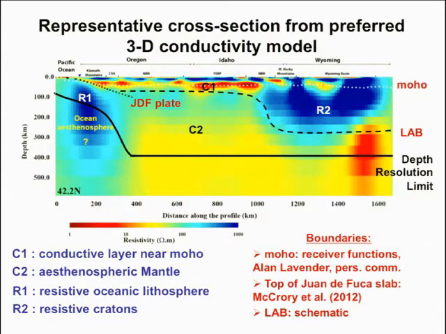So now let's turn to the model. This is a representative cross-section from the preferred 3D conductivity model, and there are several things to show you here. One of them, there's a very resistive oceanic lithosphere, and it's really probably not so resistive here. It probably is a conductive asthenosphere here. There are very high conductivities, as I already alluded to, in the lower crust, and sometimes this is going across the Yellowstone Snake River Plain. The high conductivities extend into the mantle. There are resistive protonic areas, and there's kind of a general 20, 30 ohm-meter conductivity here in what we'll see is probably the asthenosphere.